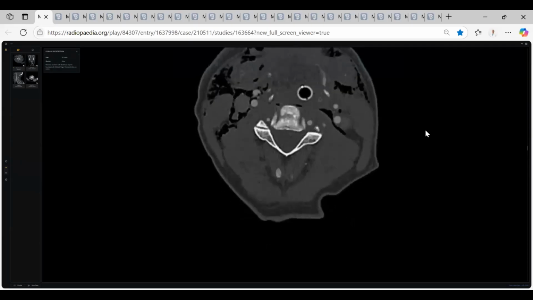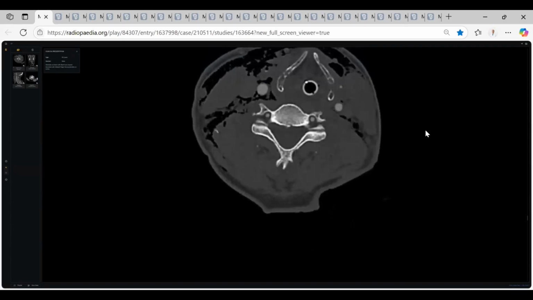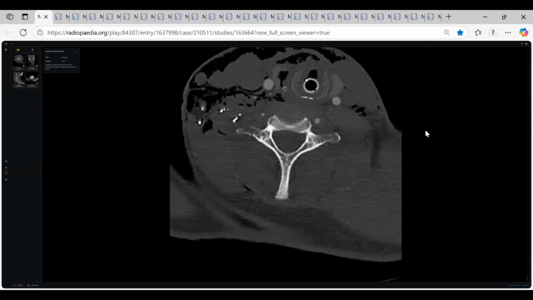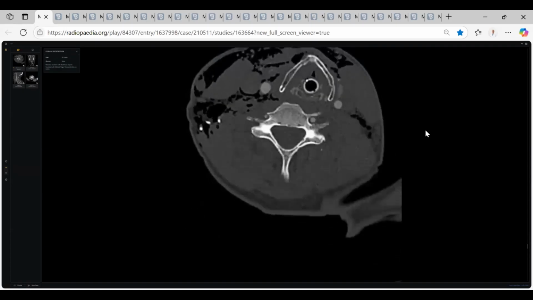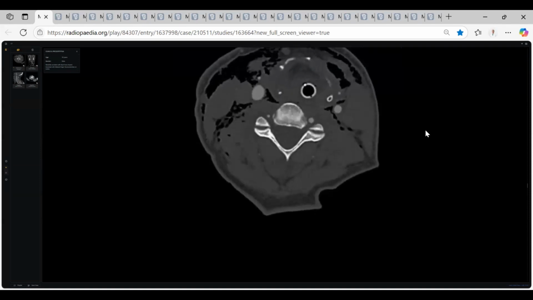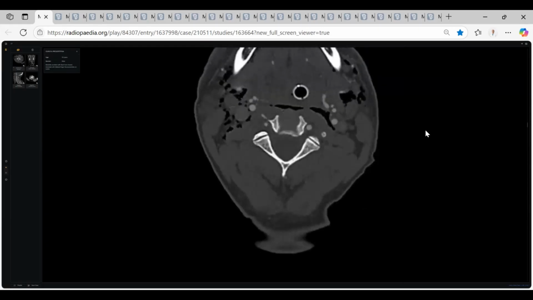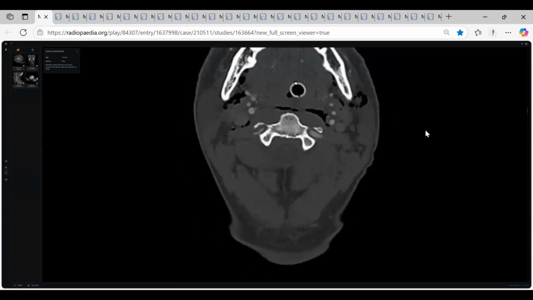I have to look at the vessels, if there is any evidence of injury or dissection. I'm looking at the carotid vessels. I'm scrolling down. The right vertebral artery appears narrow in caliber, but it is a normal variant. Don't worry about it. What else? I'm looking at the carotid vessels. The carotid vessels appear normal.